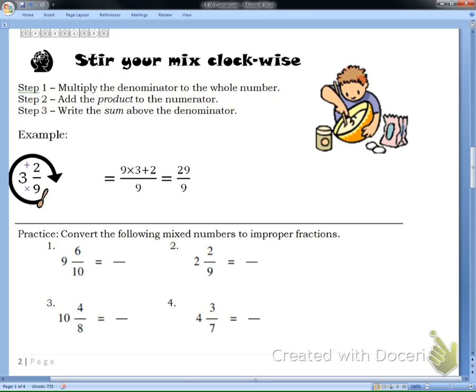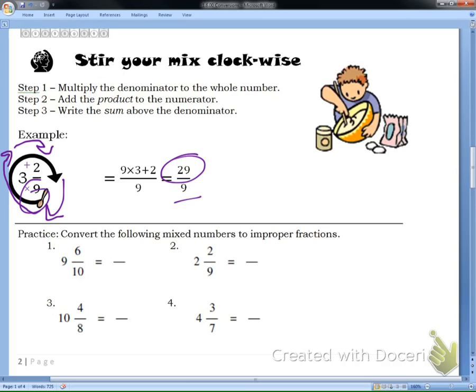So I have that example there of 3 2/9. I multiply 3 times 9, and 3 times 9 is 27, and add 2, that's how I got the 29. And then I wrote it over the denominator I started with, the 9. So let's try it with a few of these, and then you try too.